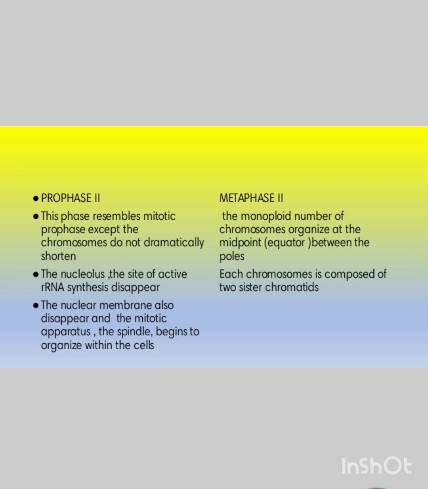And next is metaphase 2. The monoploid number of chromosomes is organized at the midpoint, the equator between the poles. Each chromosome is composed of two sister chromatids.